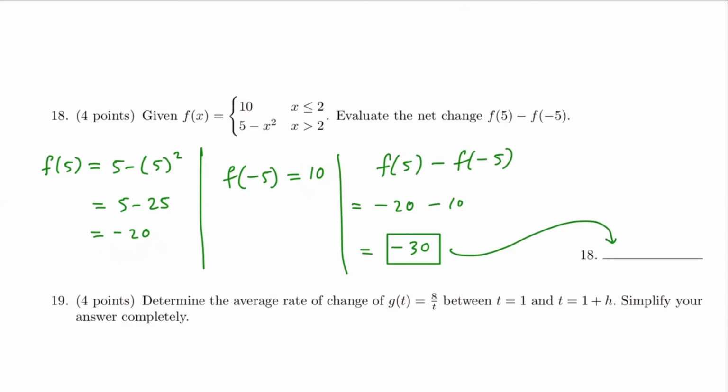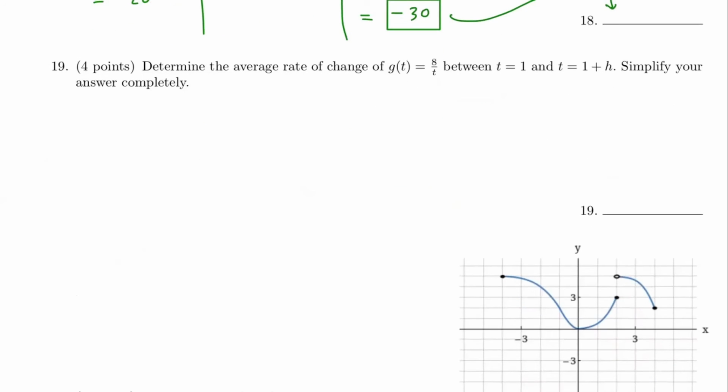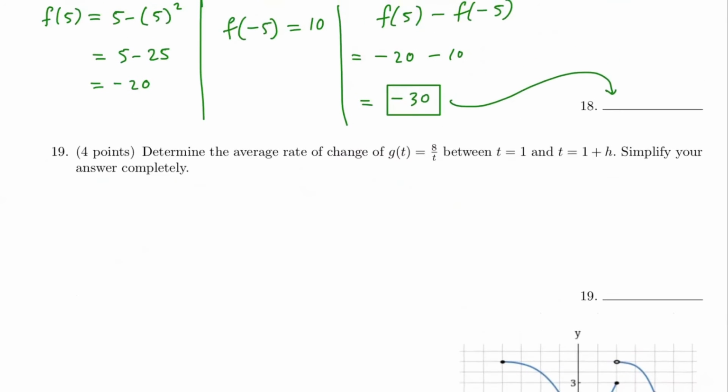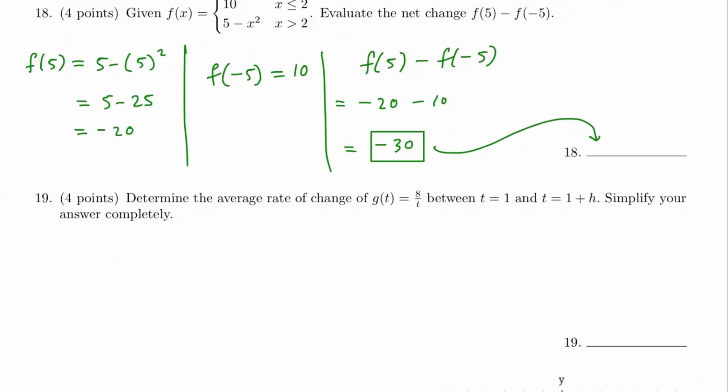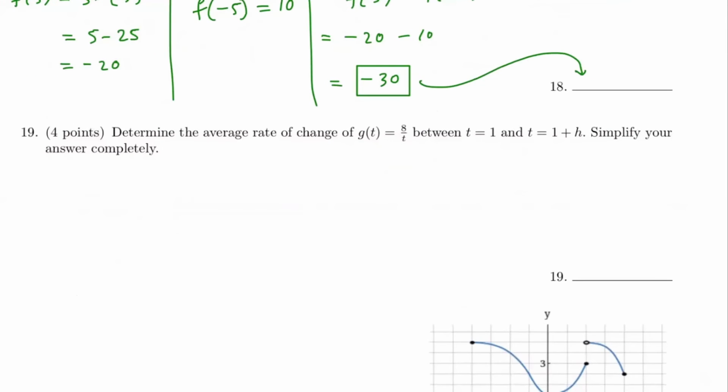Okay, moving on to the next problem. So the graph belongs to the problem below. So here we're going to find the average rate of change. That's a formula we're going to use for this function between these values.